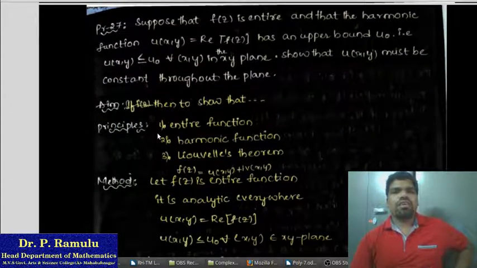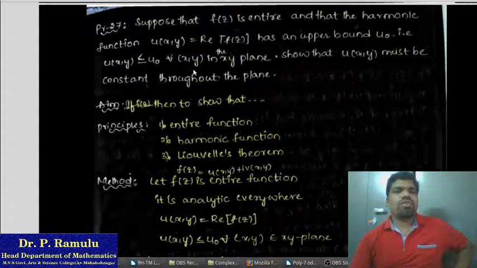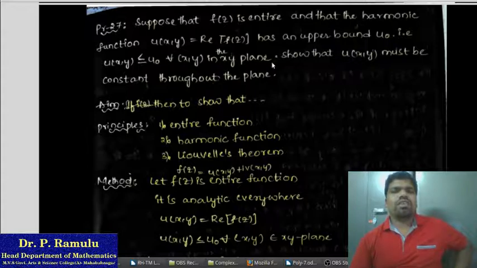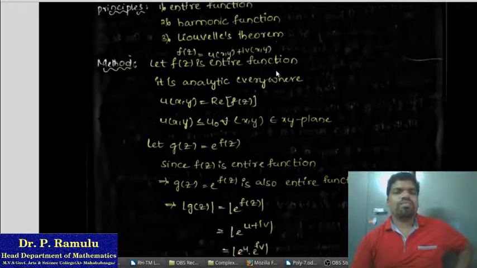Practical problem 27. Suppose that f of z is entire and the harmonic function u of x comma y equal to the real part of f of z has an upper bound u naught, that is, u of x comma y is less than or equal to u naught for all x comma y in the xy plane. Show that u of x comma y must be constant throughout the plane. The aim is to show this using the entire function, harmonic function, and Liouville's theorem method.